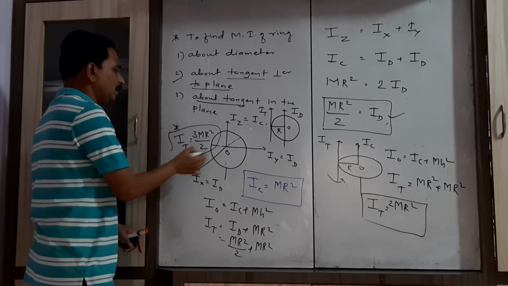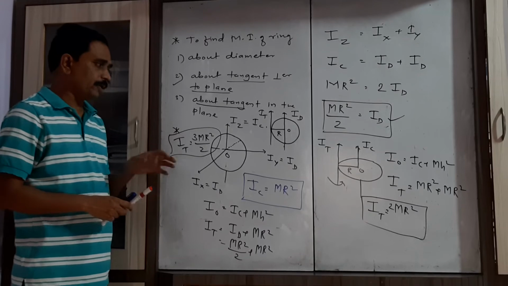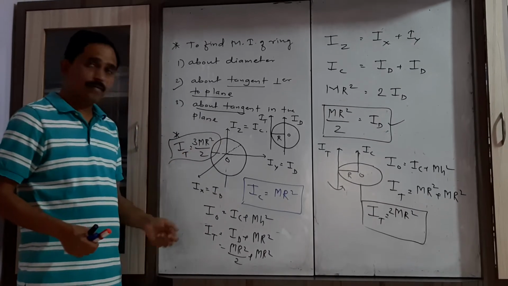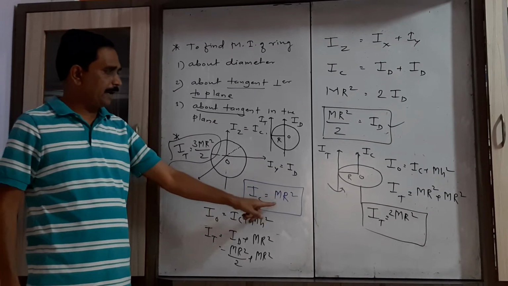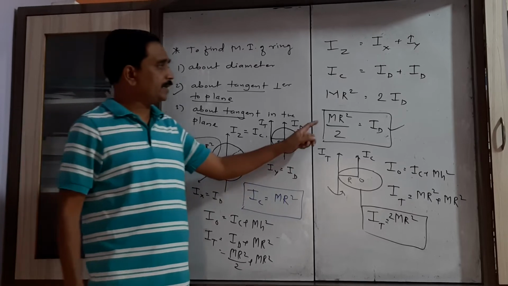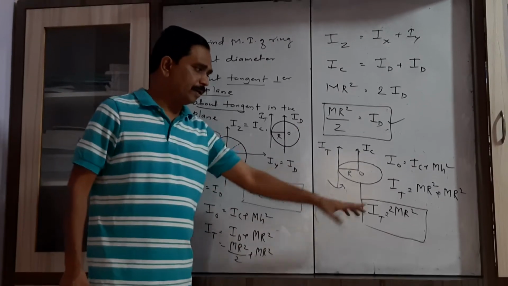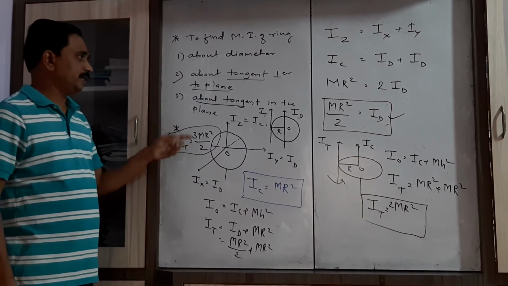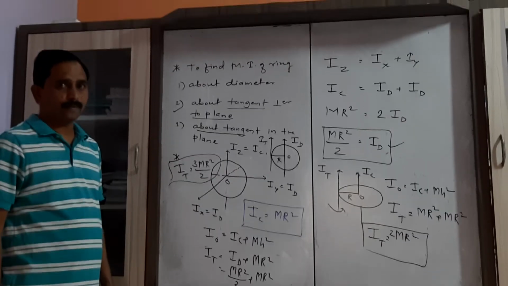So these are the three applied cases for the ring. You have to keep in mind, in relation with the ring, the moment of inertia of a ring about the center is simply mr square, about the diameter mr square by 2, about a tangent perpendicular to the plane twice mr square, and about a tangent in the plane, that is 3 by 2 mr square.